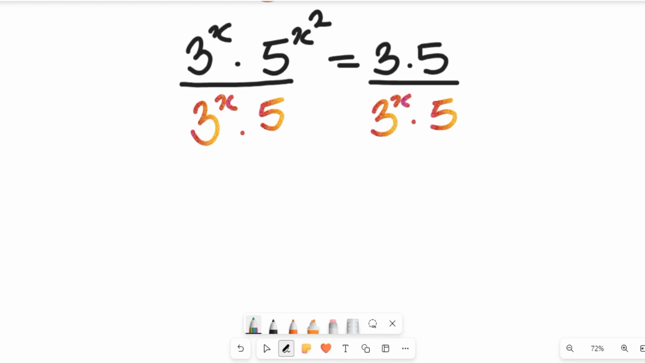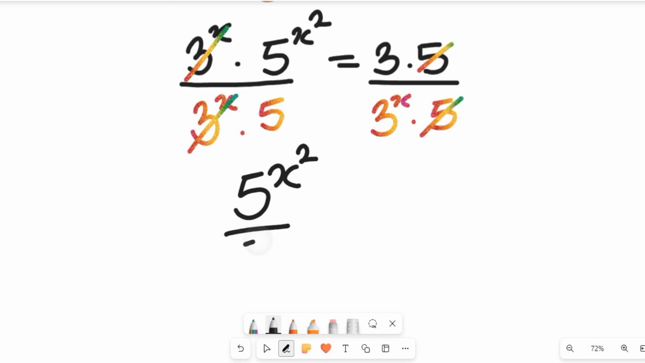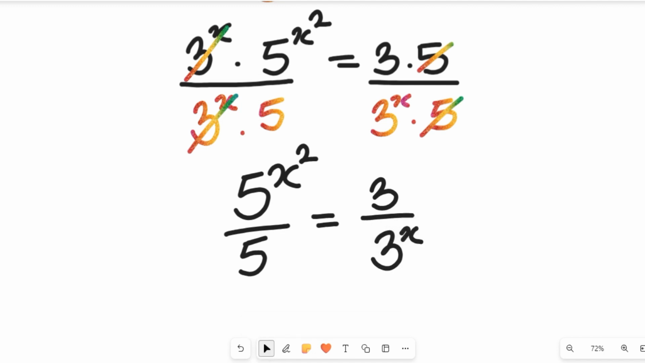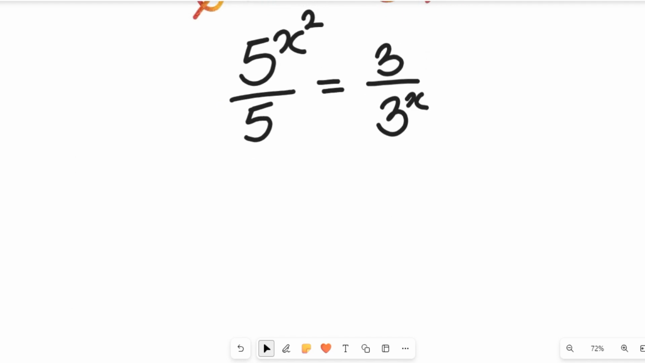If you notice here, 3 to the power of x will clear 3 to the power of x, and 5 will clear 5. So I will be left with 5 to the power of x squared divided by 5, and this will be equal to 3 divided by 3 to the power of x. Great. Now, do you notice something in this expression? That we have the denominator and the numerator all having the same base.